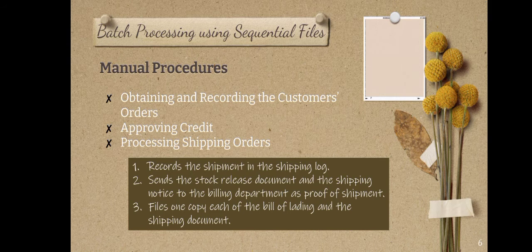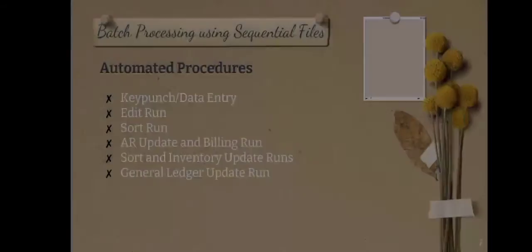And the manual procedure begins with obtaining and recording the customer's orders. Secondly, approving credit, followed by processing shipping orders. Under processing shipping orders, it records the shipment in the shipping log, followed by sending the stock release documents and shipping notice to the billing department as proof of shipment. Thirdly, it files one copy each of the bill of lading and the shipping document.